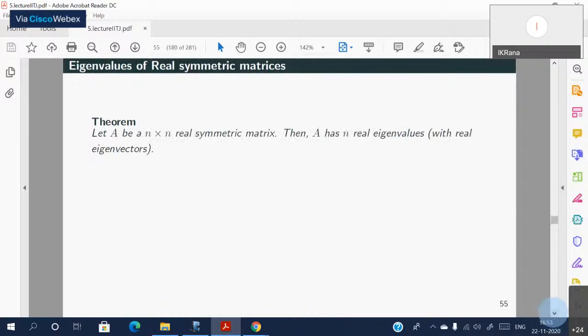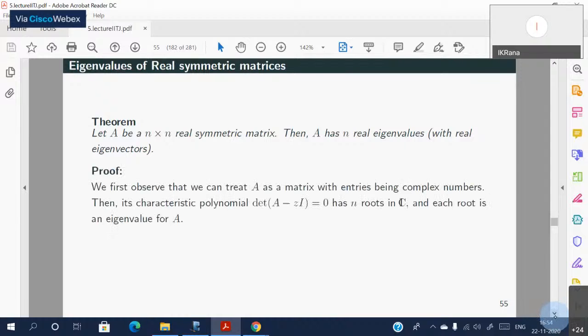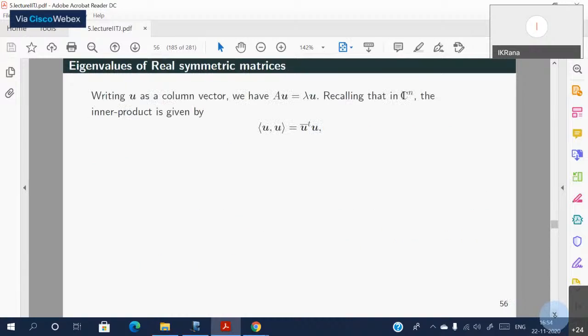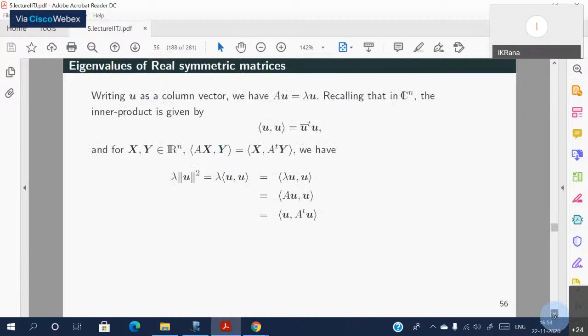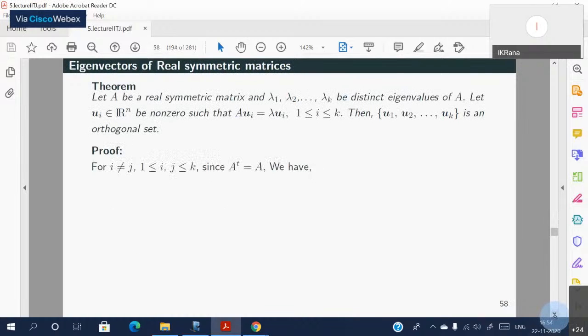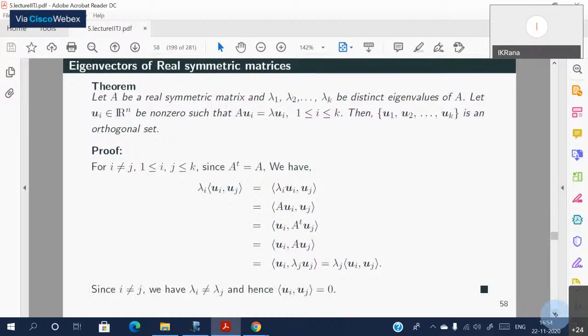So here is n real eigenvalues with it. I think my slides are slightly repetitive today, so let me just skip that. We have already proved it. It is an orthogonal set. So we have proved that just now.